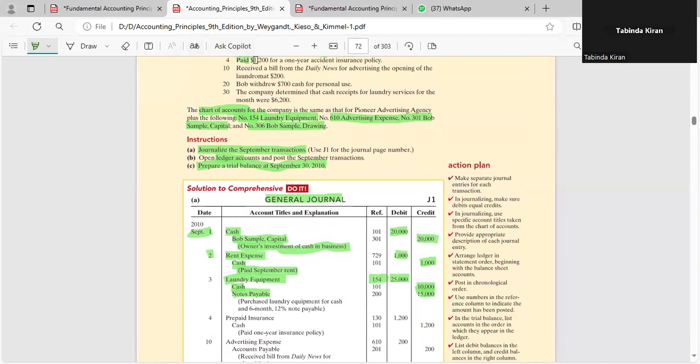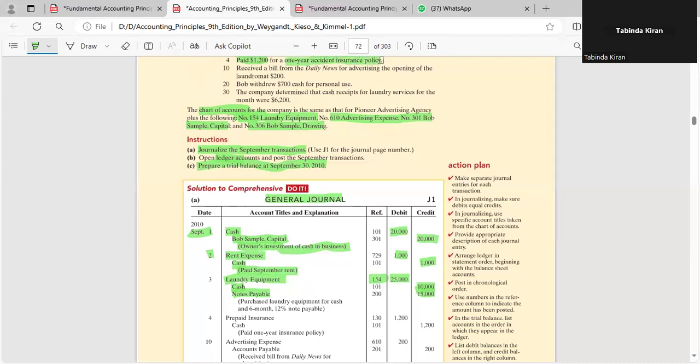Okay, paid 1200. Paid 1200 means cash. You are going to use the account cash because the down payment has been made. Cash flow has occurred. So 1200 cash is involved for a 1-year accidental insurance policy.